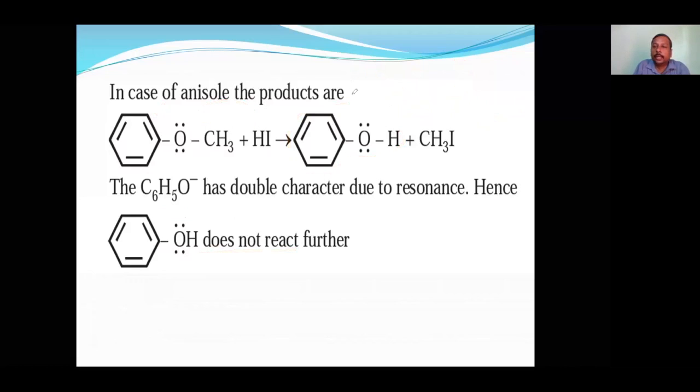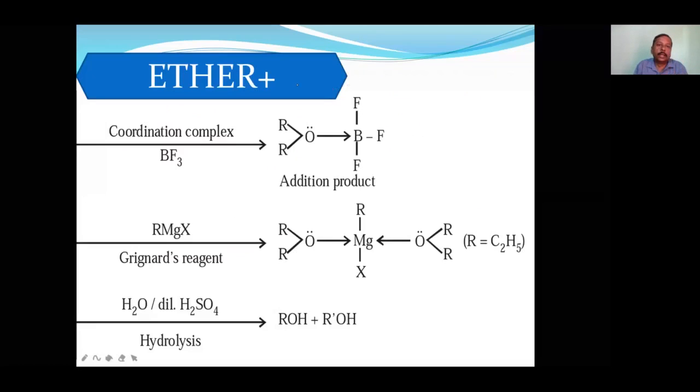So total 3 conditions: 3-degree carbocation, 1-degree and 2-degree, and aryl. In case of the aryl, phenol will definitely be formed. Okay, next example, next property. In this complete chapter, again and again I am telling you, Williamson synthesis and the reaction with HI. You can check with the previous exam questions also.